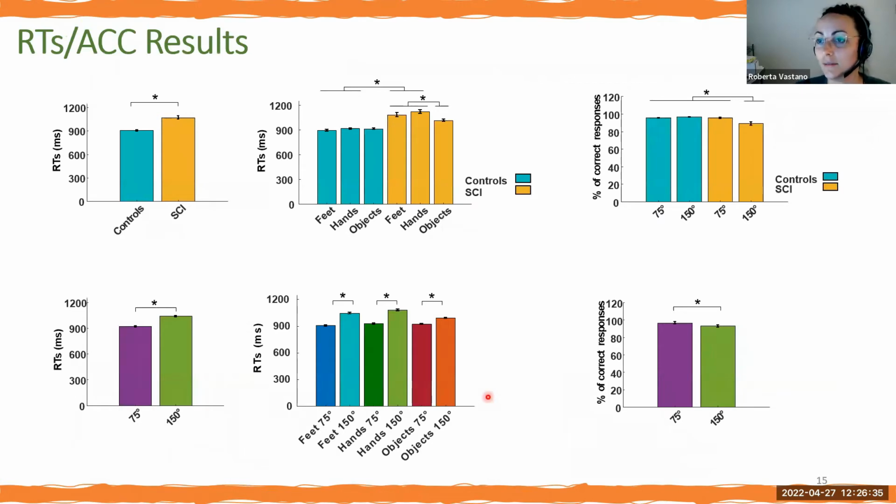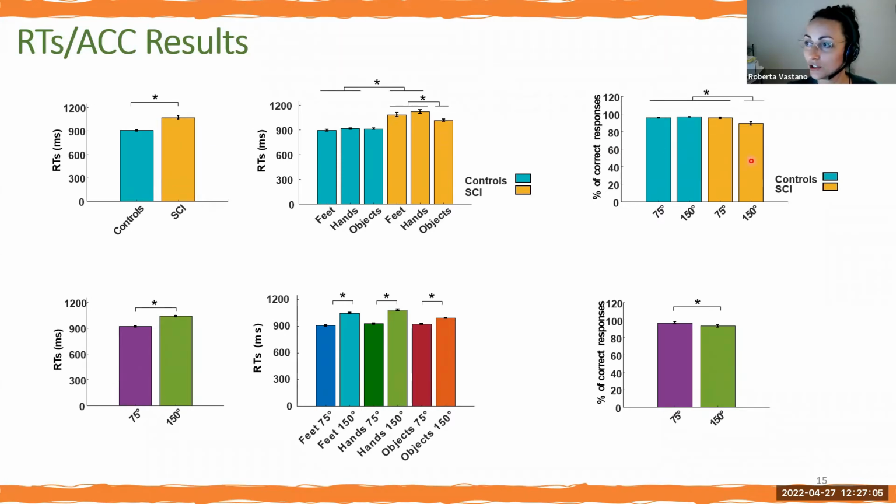For the behavioral part, the results show the SCI are overall slower than controls to perform the task. What was interesting is that they are slower to perform this task for the stimuli that are related to the body, so feet and hands, and not for the object. They're still slower than controls, but they have a modulation for the processing of body stimuli versus non-body related stimuli.